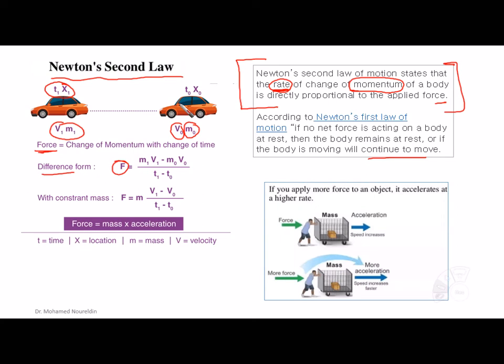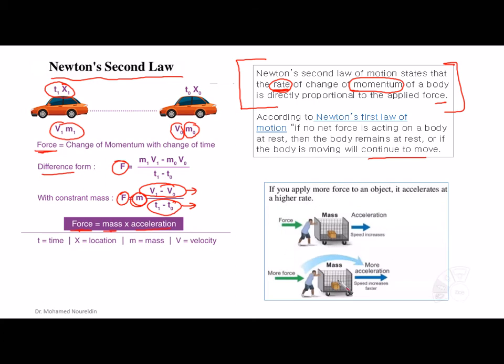And then if we assume that m node and m1 are the same because it is the same mass, then F is going to equal m, as a constant, times v1 minus v node over t1 minus t node. This is the difference in time, and this is the difference in velocity. And then we can say the force equals mass times acceleration. So that's the meaning of Newton's second law.